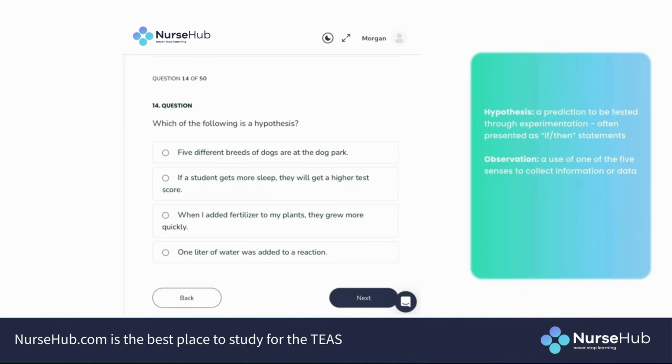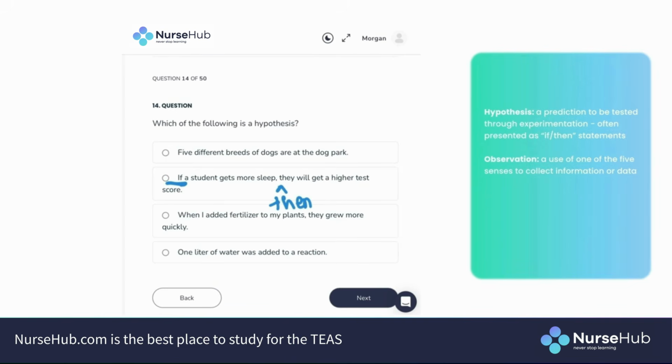So the first option is 5 different breeds of dog are at the park. The next is if a student gets more sleep, they will get a higher test score. Next, when I added fertilizer to my plants, they grew more quickly. And finally, 1 liter of water was added to a reaction. The answer here fits into that if-then statement and in fact already has an if. So you'll notice here that there is an if a student gets more sleep, and you could mentally insert the then: then they will get a higher test score.